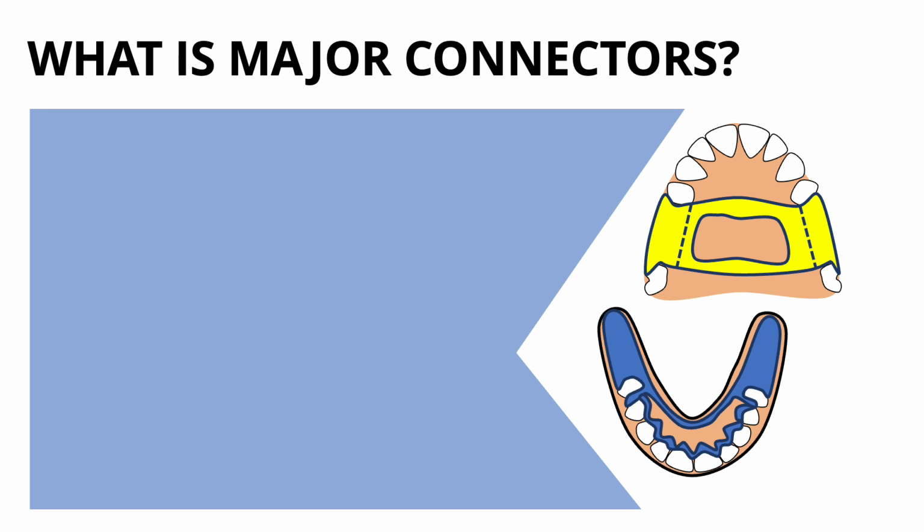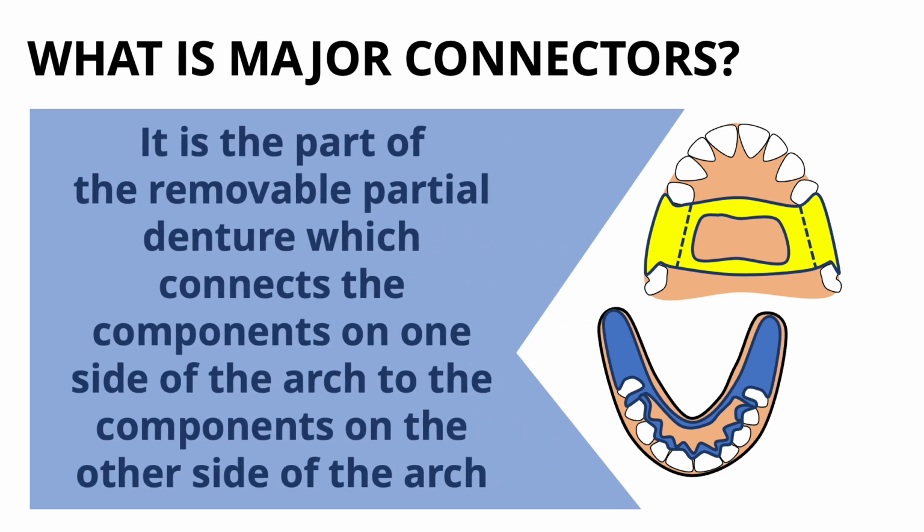So first of all, what is a major connector? It is a part of the removable partial denture which connects the component on one side of the arch to the component on the other side of the arch. As you can see in the figure, it connects the components from one side of the arch to the other side and helps in cross arch stabilization.